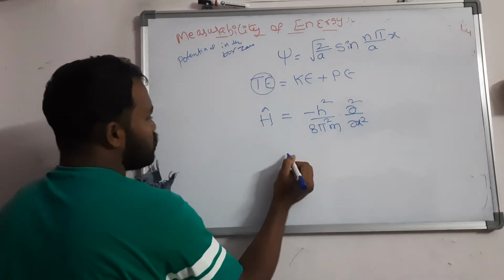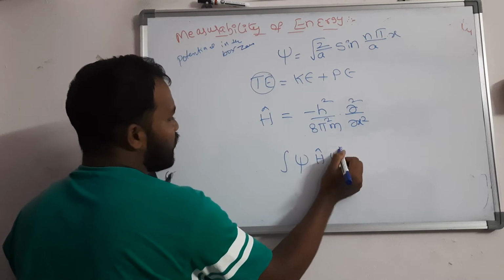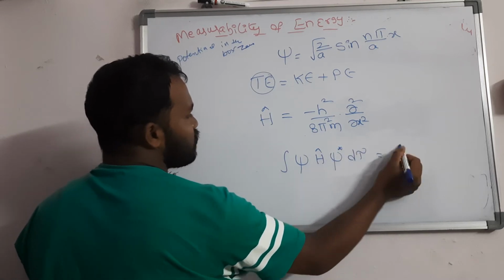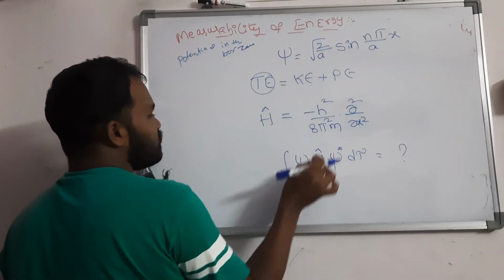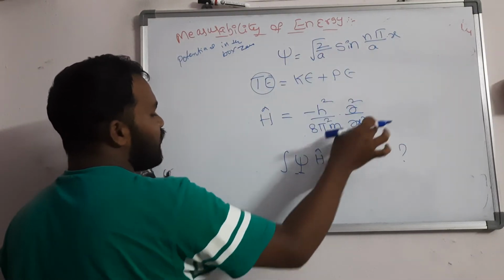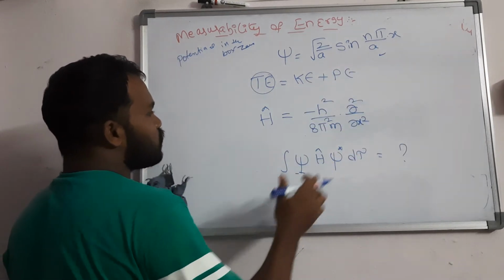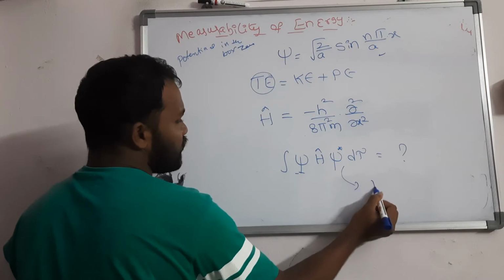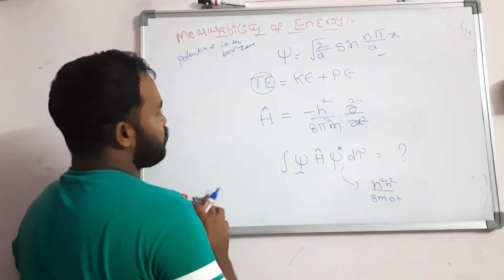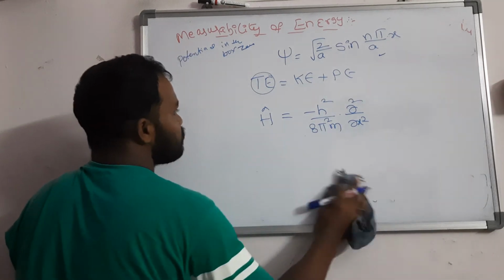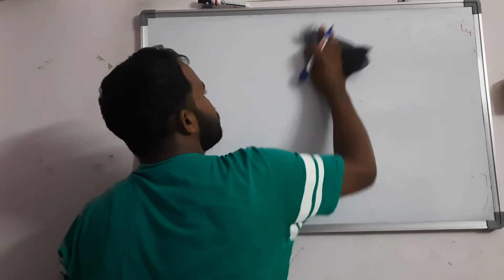So now we should do the integration of psi star into H cap into psi into d tau. So you should find out the value. What is the value you are going to find? You have the psi value and the H cap value, and psi star you should take the same. Then you should prove the value is n square h square by 8 ma square. So first I will take it one by one. I will write step by step. Very easy concept.